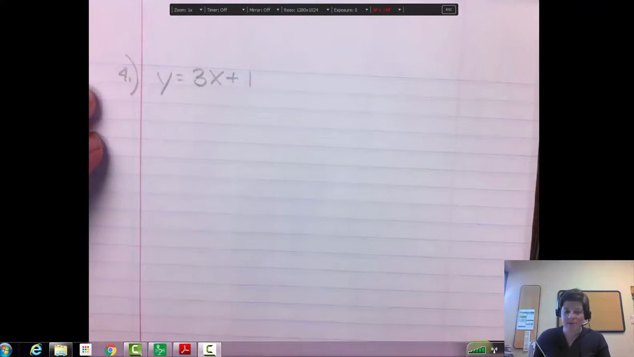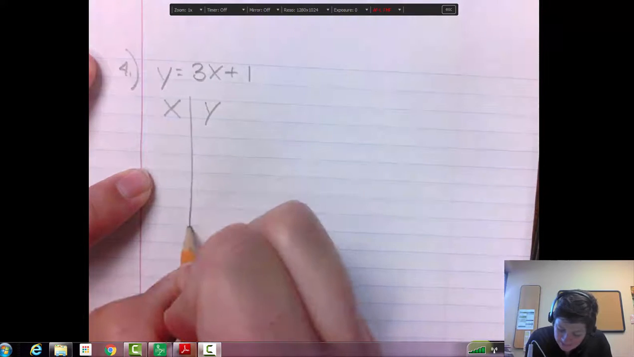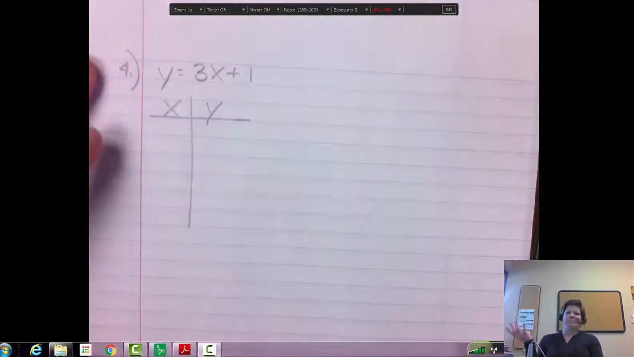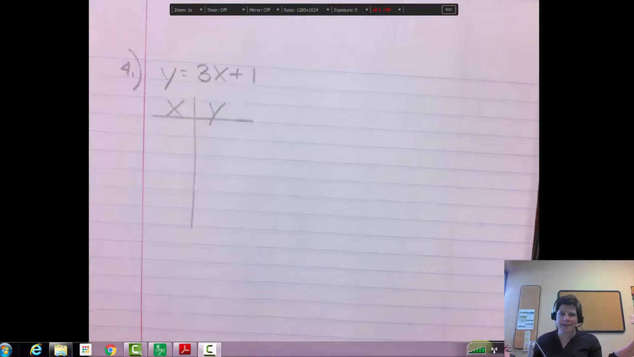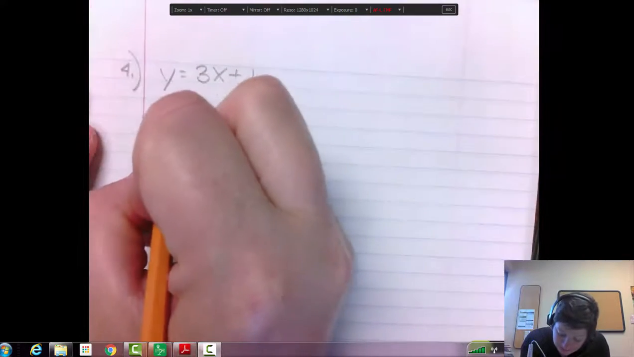Let's see. So what if we have y equals 3x plus 1? Oops, can't see it. Y equals 3x plus 1. So let's start with our random values, but we want to probably always go 0, 1, 2, 3. I don't want to put in 55 or something big, and I want to go consistent so I can see the pattern. So I'm going to start with 0.